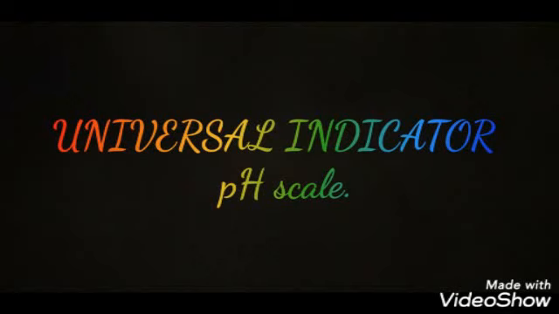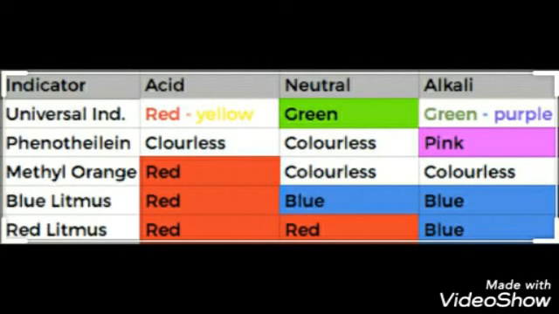Hello students, today we will study about the universal indicator, that is pH. Why is a pH scale known as a universal indicator? You must have studied about the litmus paper, methyl orange, phenolphthalein and olfactory indicators. What do these indicators have in common?